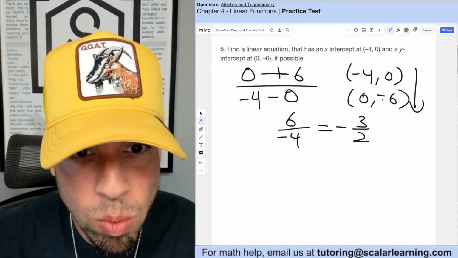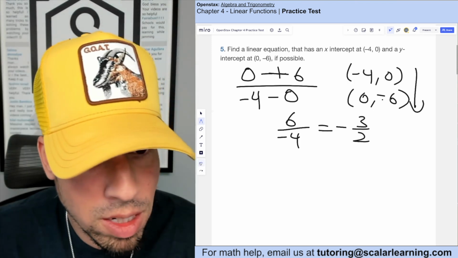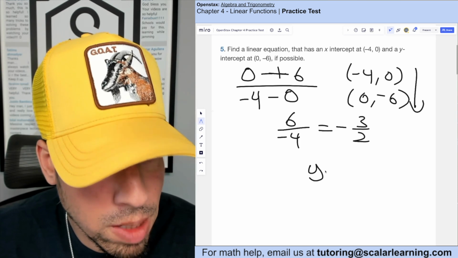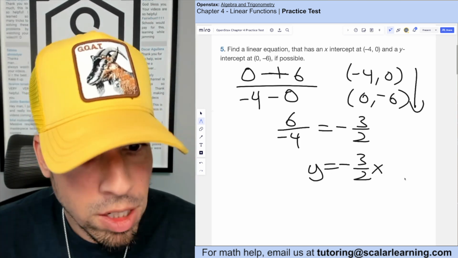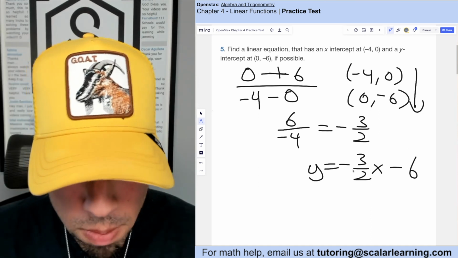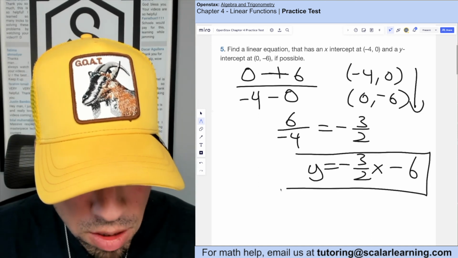Now, since we have the y-intercept, I can put this immediately into slope-intercept form, which would be y equals my slope of -3 over 2 x plus my y-intercept, which is -6. There would be the linear equation.